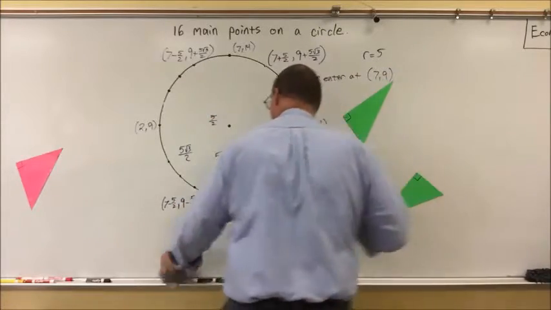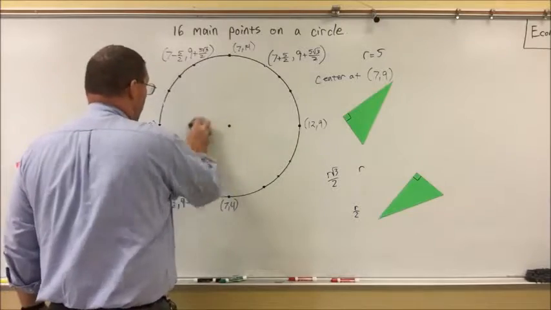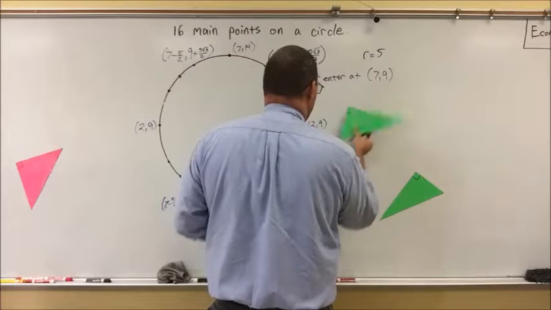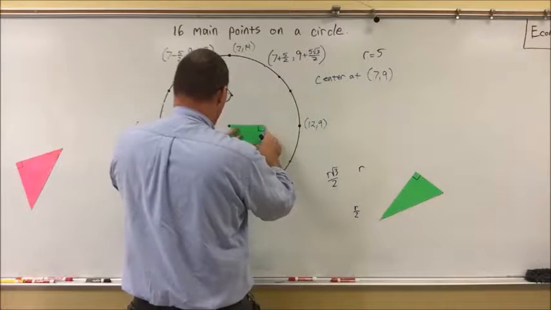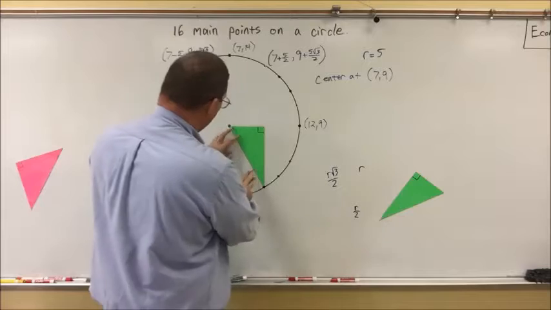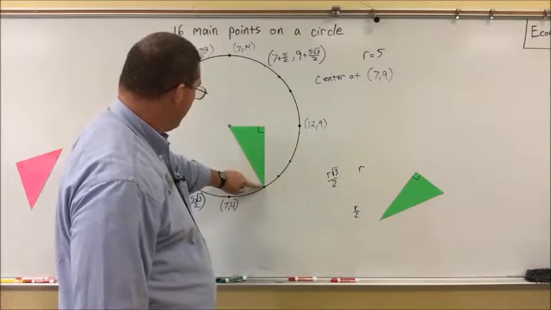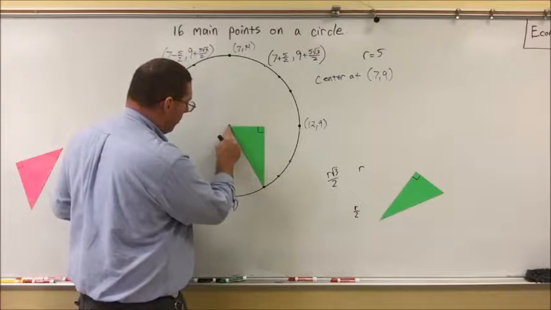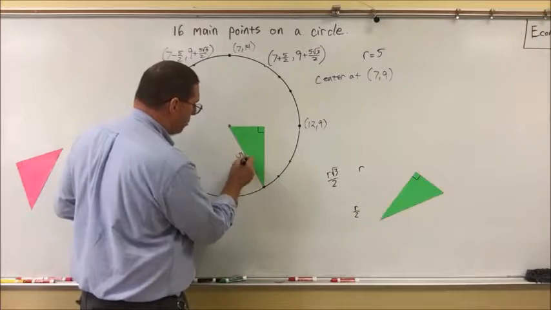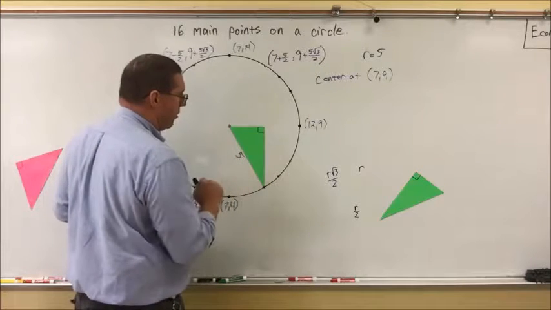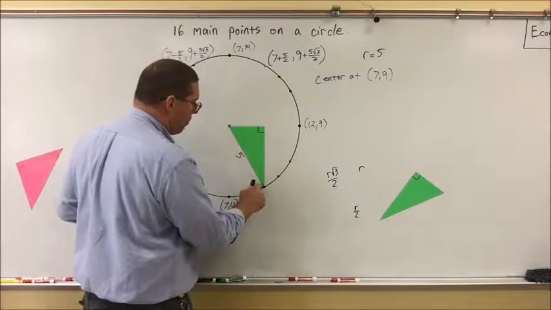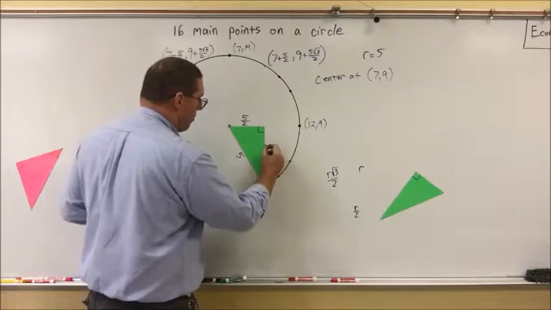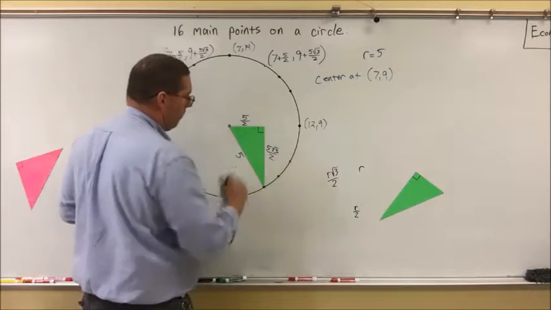Last one. The really last one. The last of 16 main points. We're going to use this one. And as you can see, we have a 60-degree reference angle between this point and this point. This is a 30, 60, 90 right triangle. The distance from here to here, the radius is 5, which is also the hypotenuse of this 30, 60, 90 right triangle. And if the hypotenuse is 5, then the short leg is 5 over 2. And the long leg is going to be 5 square root of 3 over 2.